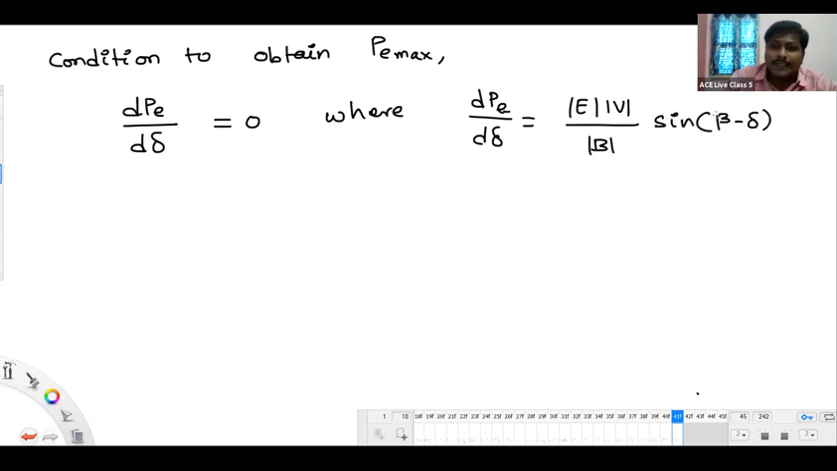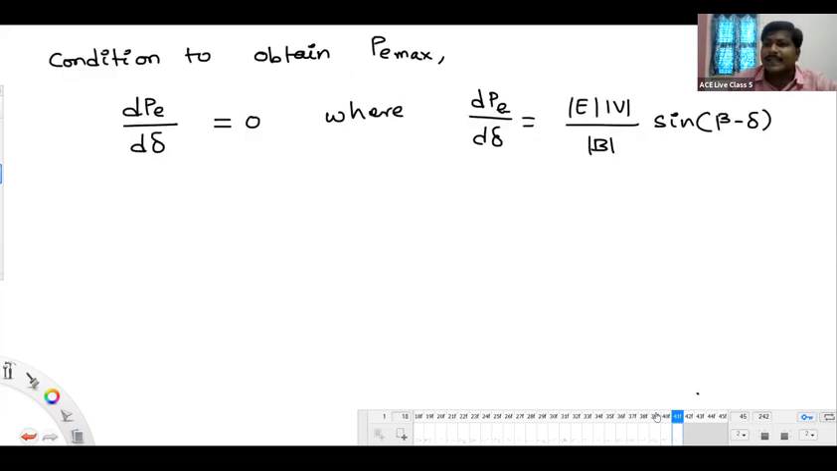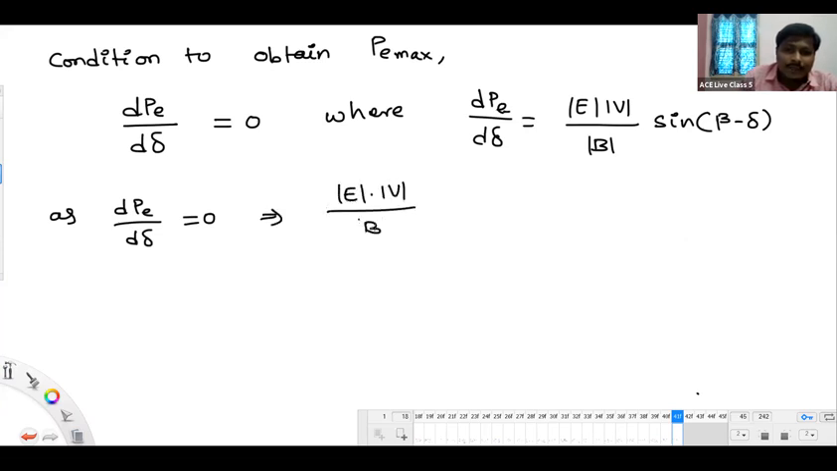If you differentiate the next term, it is completely free from delta, so the second term will be 0. Now, as dPE by d delta is equal to 0, that implies |E||V|/|B| into sin(beta minus delta) is equal to 0. We have already assumed that the voltage magnitudes are constant.